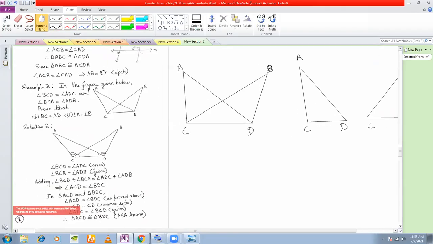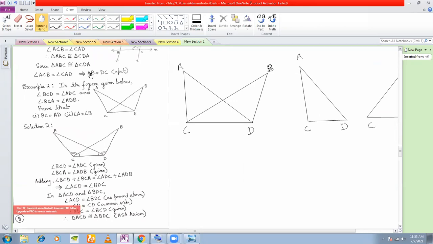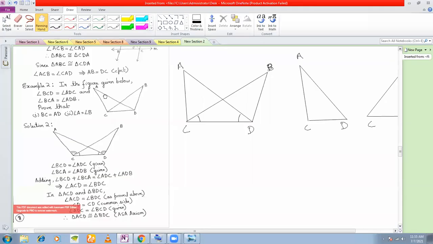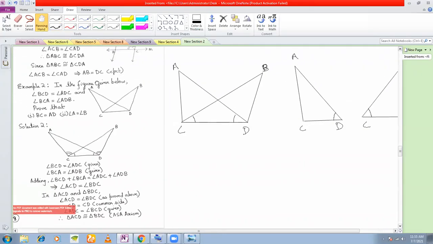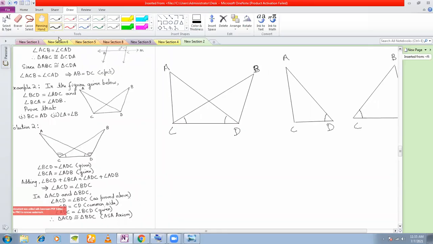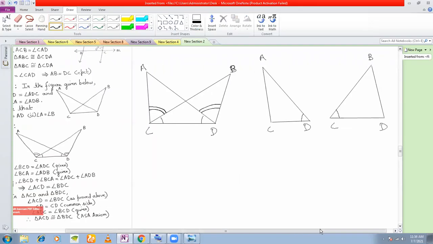Okay, now let us read the problem. In the figure given below, angle BCD is equal to angle ADC. Fine. So now look at the split figure here. BCD is equal to ADC. Fine. Now also BCA is equal to ADB. BCA means this angle is equal to angle ADB, this angle. This you cannot mark in the figure because this is an angle concerning both the triangles. So we leave it as it is.